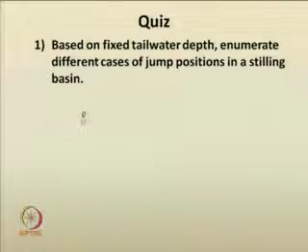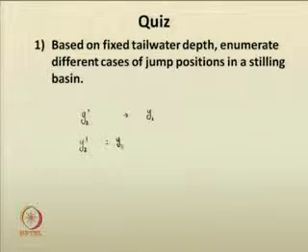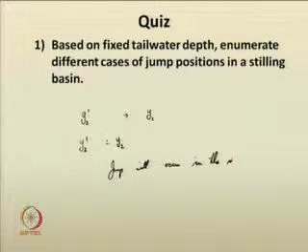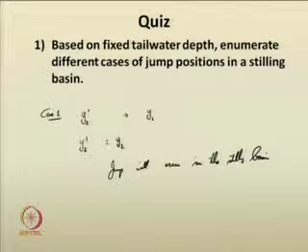You know that y 2 dash and y 2, the tailwater depth as well as the sequent depth, you have studied that, right. So, based on that, if the tailwater depth and sequent depth are the same, if y 2 dash is equal to y 2, then the jump will occur in the stilling basin itself. So, this is case 1.